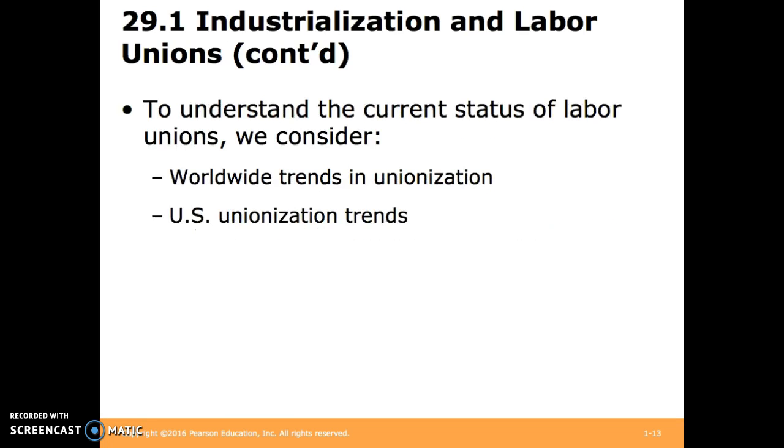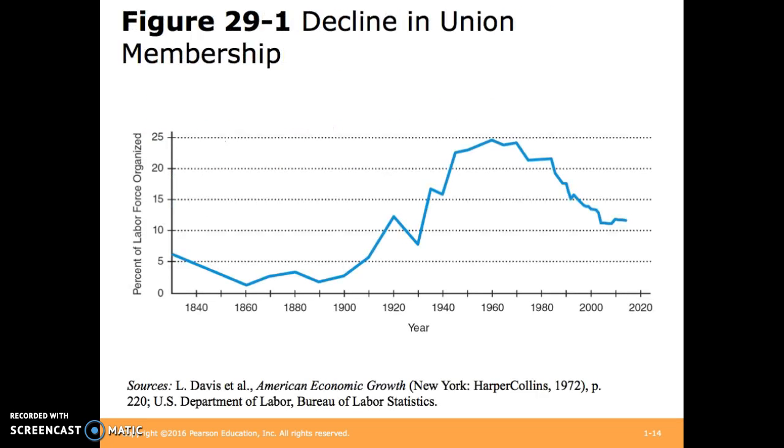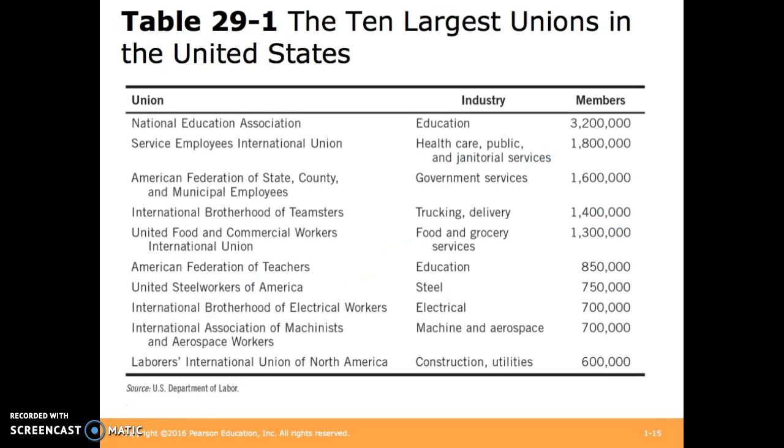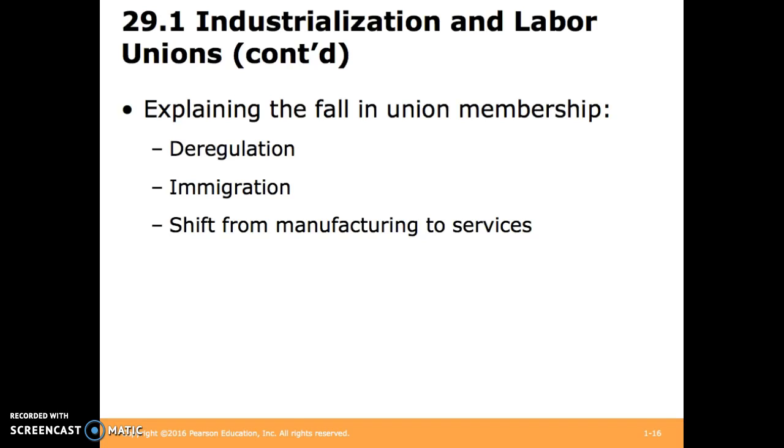To get a better hold on the current status of labor unions, let's consider worldwide trends in unionization and trends in U.S. unionization. Here we can see how union membership has declined rather steeply after a heavy increase up to about 1960. Here's a list of the 10 largest unions in the United States. Several factors that are likely to have aided the fall in union membership include deregulation, immigration, and a shift from manufacturing to services.